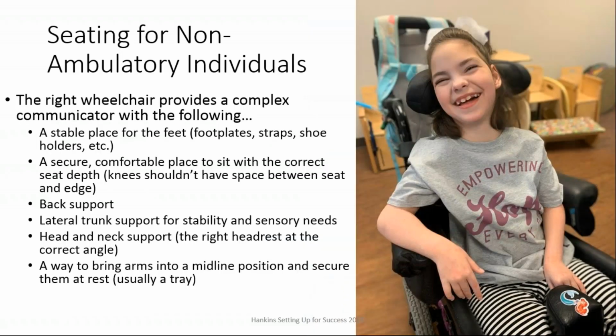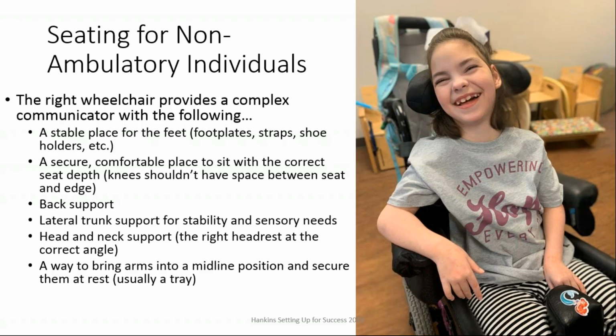So here we're going to talk about seating for non-ambulatory individuals. The right wheelchair provides a complex communicator with all the same things that we talked about before. You need a stable place for their feet with foot plates or straps or shoe holders. You need a secure, comfortable place to sit with the right seat depth. Your knees shouldn't have space between the seat and the edge. One thing that physical therapists have taught me is, when I start seeing that, I need to start asking them, hey, it's time to expand that seat, to make sure that we support them.